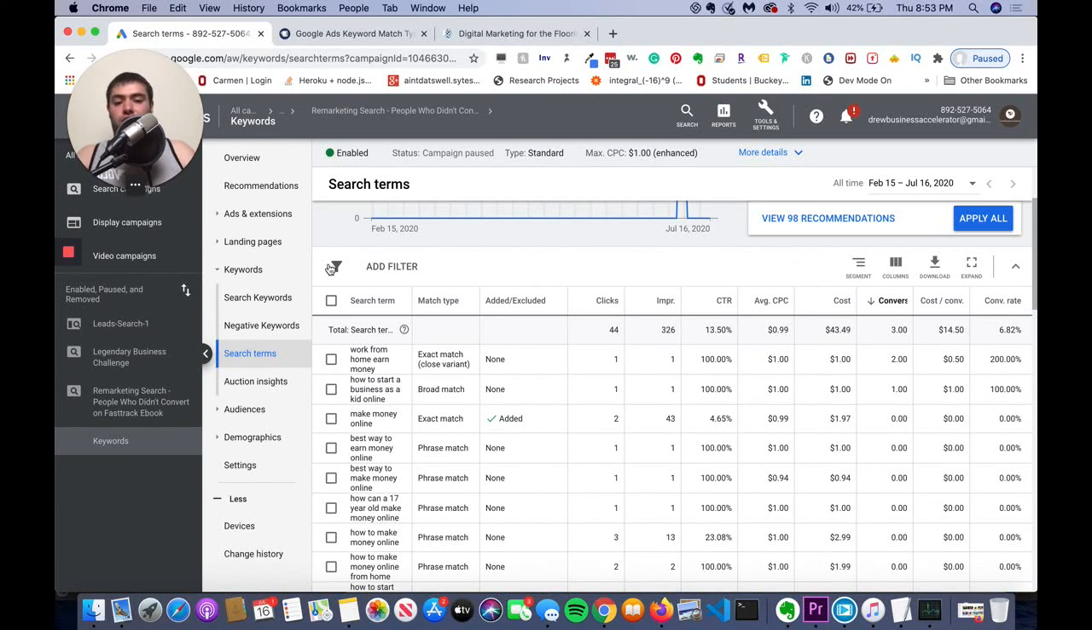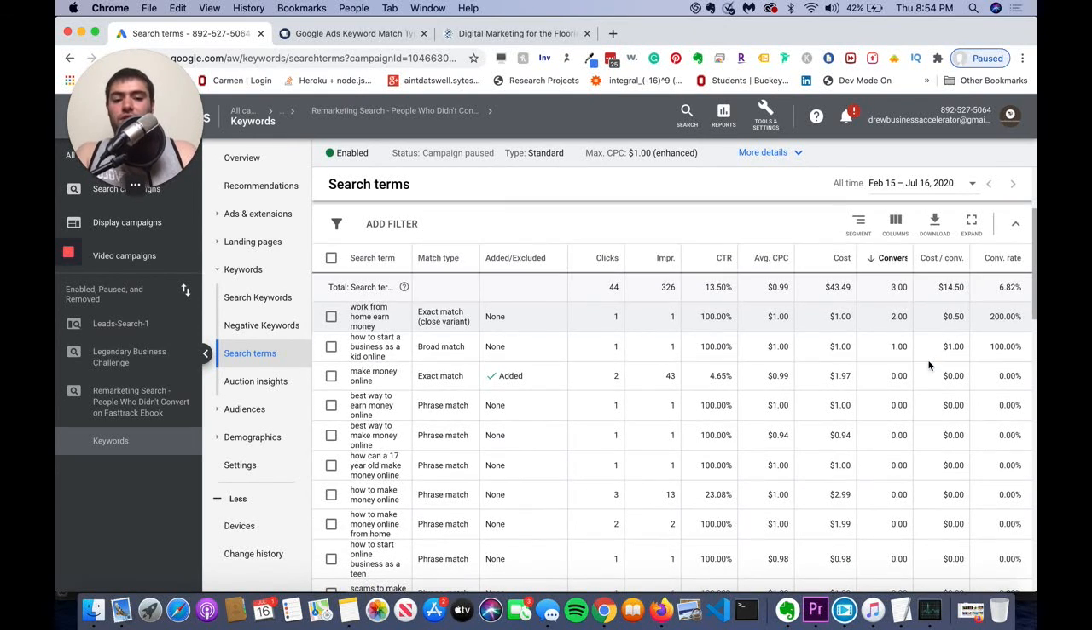So you want to focus your clicks on stuff like work from home, earn money. This was a good one to be converting on, and the cost per conversion was 50 cents. So that's really, really good. The intent with search ads is really, really effective, and you can find some really good keywords, and you can see like best way to earn money online.